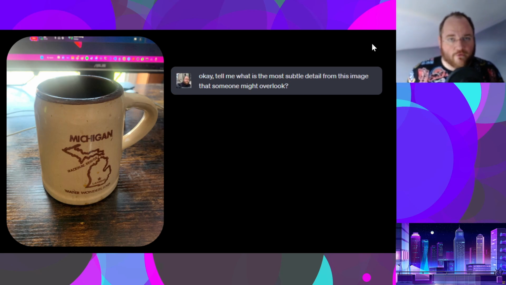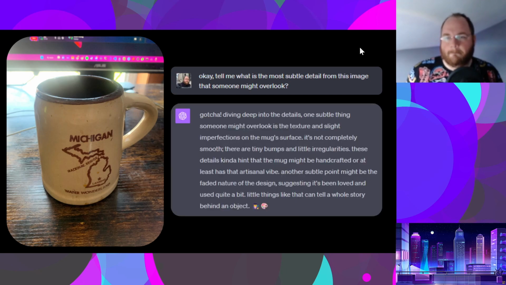And then finally, I asked it, tell me what is the most subtle detail from this image that someone might overlook. Right now we're getting into the insights, the deeper comprehension. And it's saying, okay, diving into the details, you might overlook the texture, slight imperfections on the mug's surface. It can see the imperfections. It's not completely smooth. There's little bumps and irregularities. These details hint that it might be handcrafted. It is. And another subtle hint, the faded nature of the design. So it's been loved and used quite a bit.